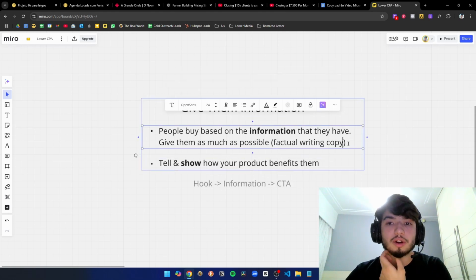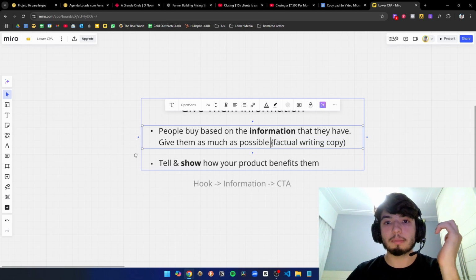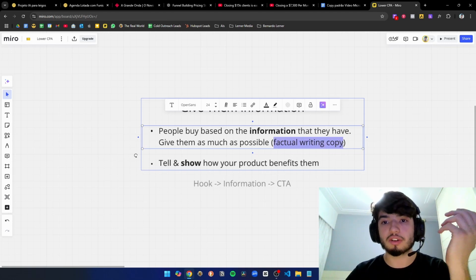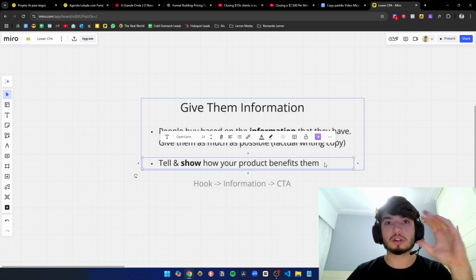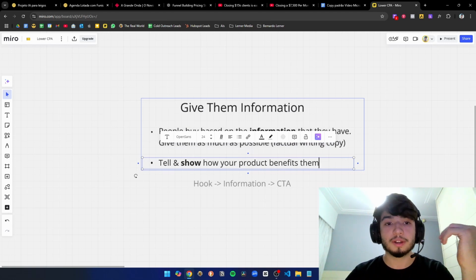Well, this is based on David Ogilvy, and if you guys want to search more about this type of copywriting, that's the name, factual writing copy. If you search on Google, you will find more information, articles, whatever.